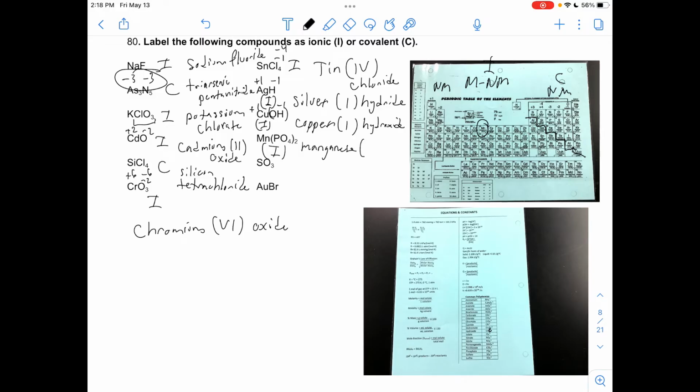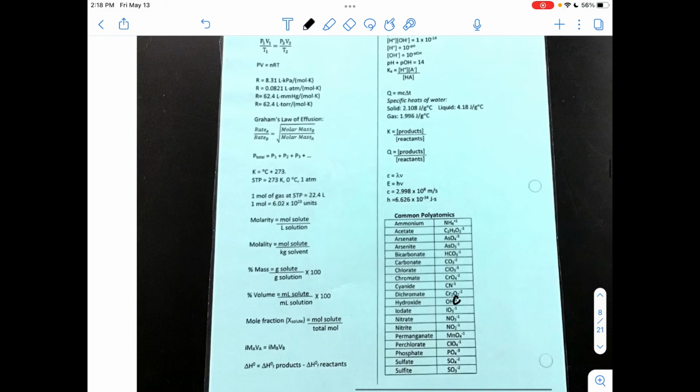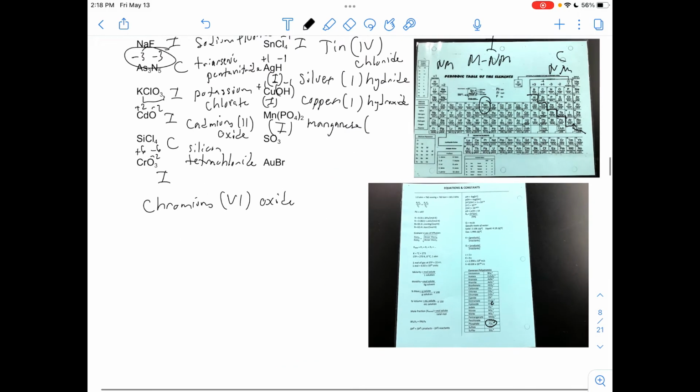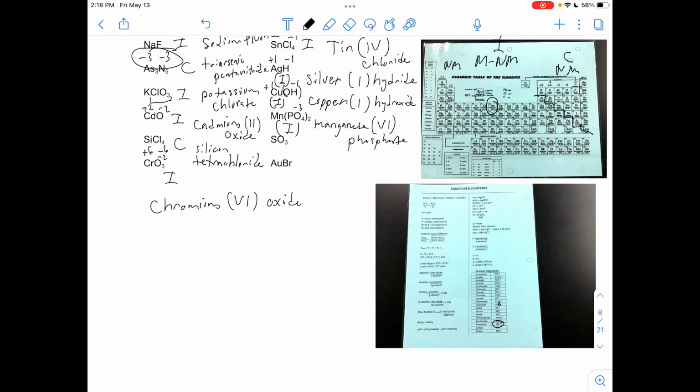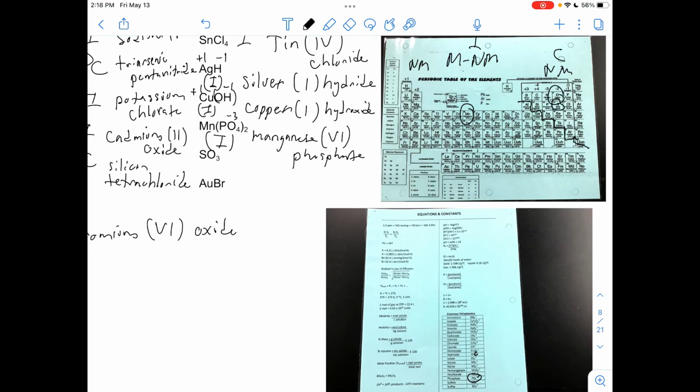So manganese. PO4 is phosphate with a -3 charge. So -3, there's 2 of them, so -6. Manganese has to be +6. Phosphate.